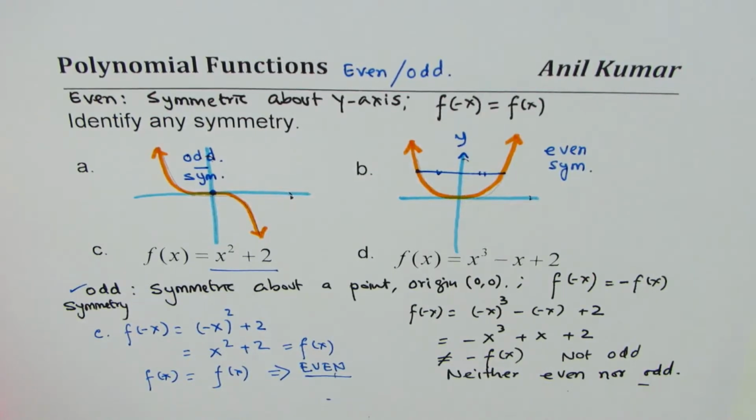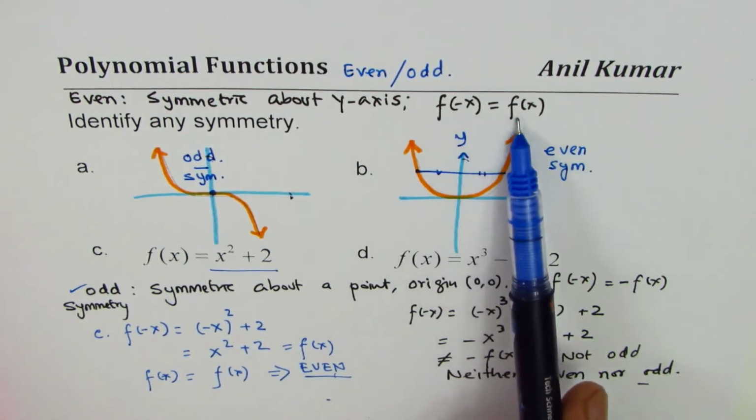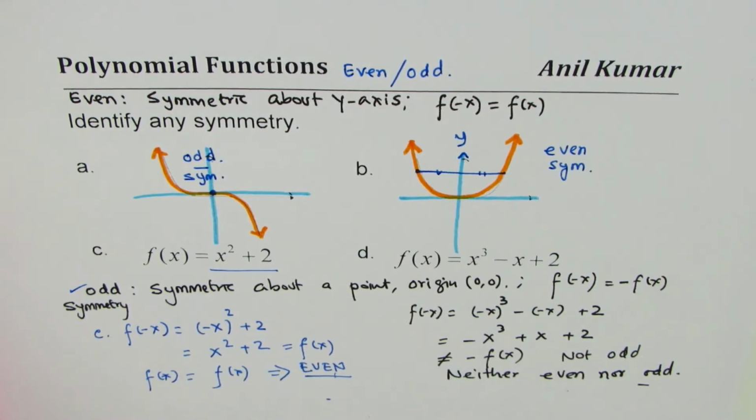So we can find symmetry of a polynomial function based on the graph. If it is symmetric about the origin, then the polynomial will have odd symmetry. And if the graph of the function is symmetric about the y-axis, then that polynomial function has even symmetry. If we are given an algebraic equation, then we can try to find the value of f of minus x. If f of minus x is equal to f of x, then the function has even symmetry, as is the case with part C.